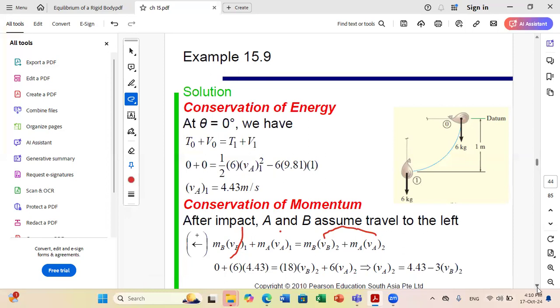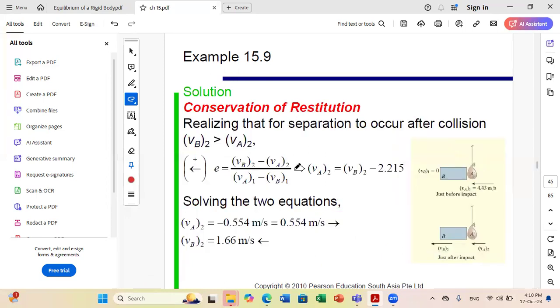And another relation between VA2 and VB2 is from the restitution coefficient. So I have two equations, two unknowns. I solve for my unknowns. Okay?